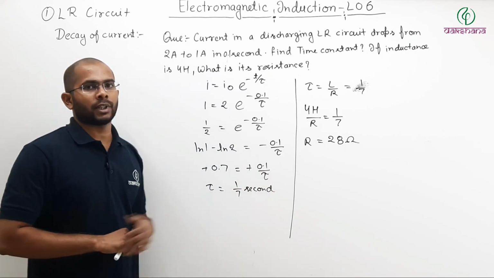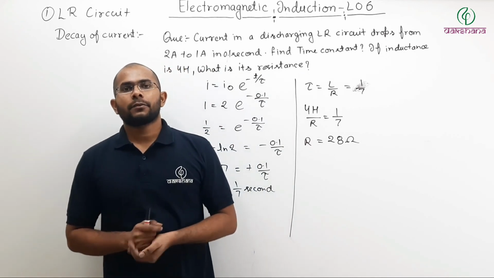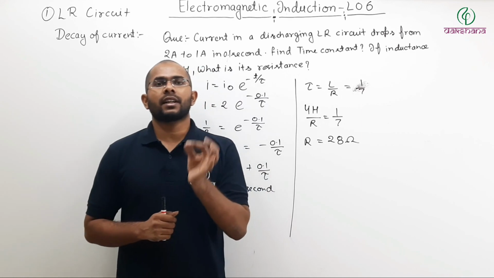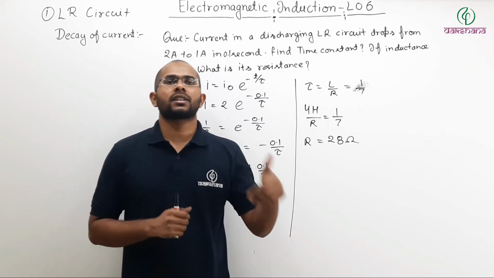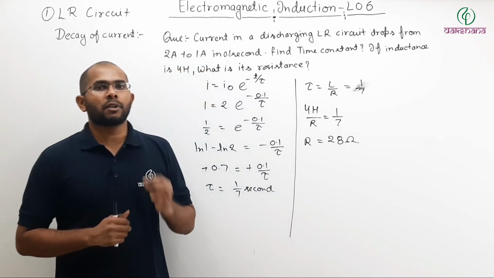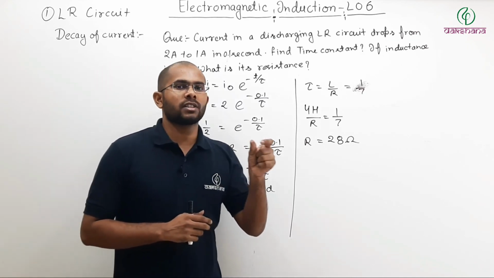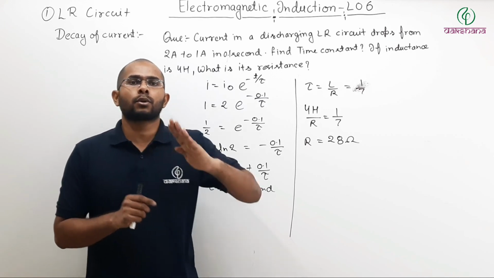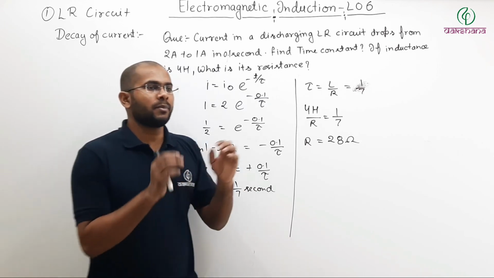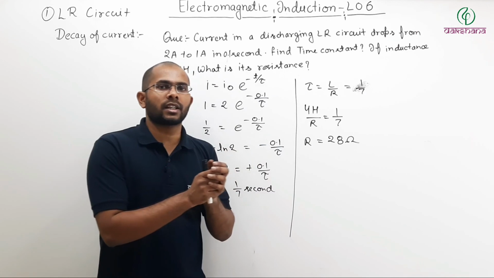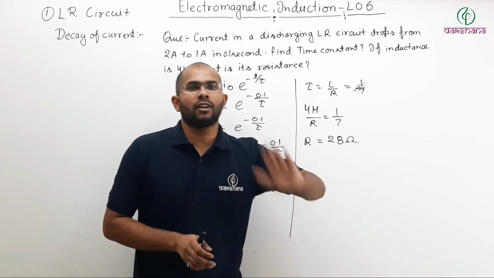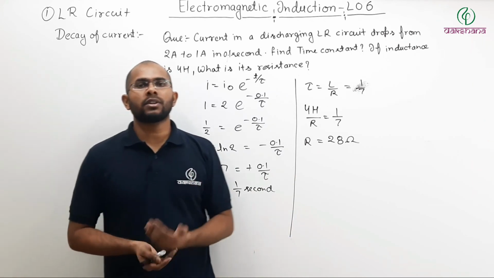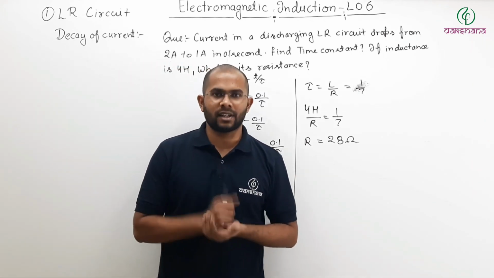Pause the video, note it down. So in this lecture we have talked about LR circuit, when an inductor is connected to a battery through a resistor. Initially when the switch is on, when the battery is switched on, current is growing, growth of current. And if the battery is removed and it is short circuited, then there is a decay of current. We have also solved few questions based on growth and decay of current in LR circuit.